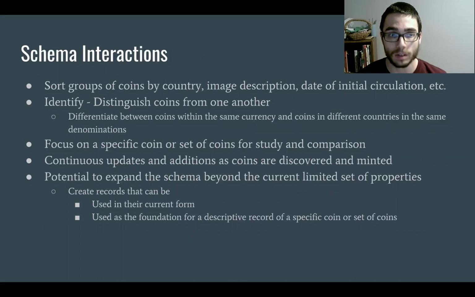The final interaction that we intended was to allow for the potential to expand the schema beyond its current set of properties to possibly assist someone who's creating a system for the yearly mints, like looking at how coins changed from year to year within a specific coin design. Someone building a system such as that could use our system as a foundation for theirs.